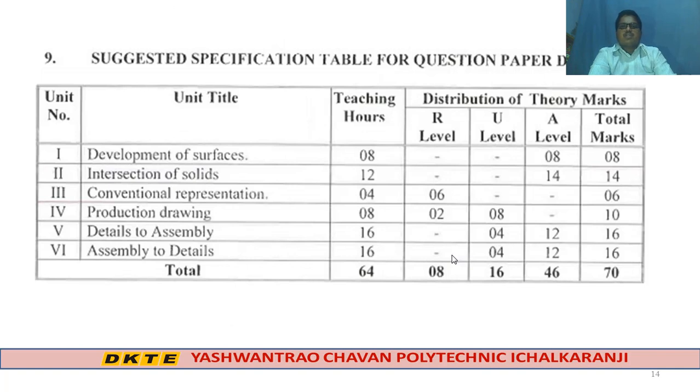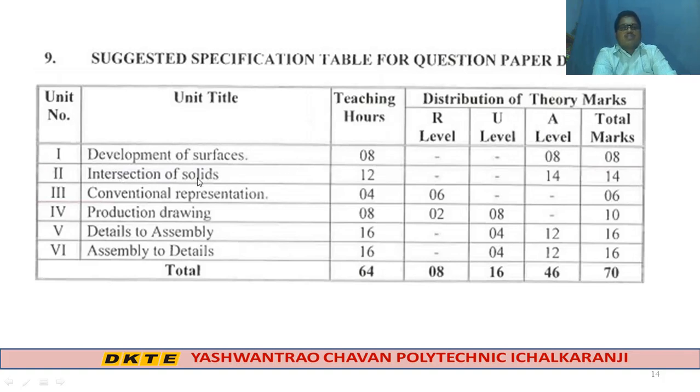Next, suggested specification table for question paper design. Your 70 marks theory paper will be designed as per this table, this specification. In that first chapter, development of surfaces, having 8 marks, and on this chapter they will ask for an 8 mark question on analysis level. Here this is the remember type question, this is understanding type question, and this is analysis type question.